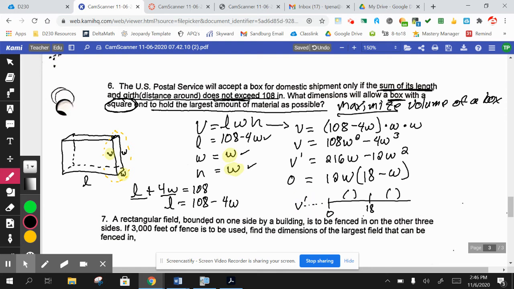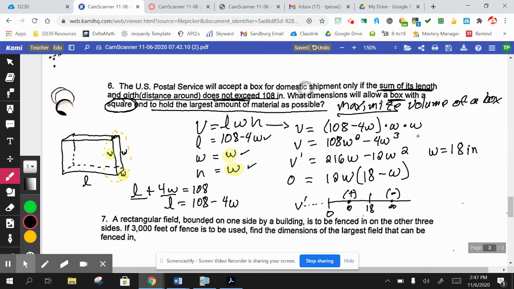If we now test these values in our derivative, if I plug in, let's say, a 10, 18 minus 10 is positive. A 10 here is going to be positive. If I come over here and plug in a 20, 12 times 20 is positive, but 18 minus 20 would be negative. So that 18 for our width would be what we would want in order to maximize the volume of our box. So we would want our width to be 18 inches.